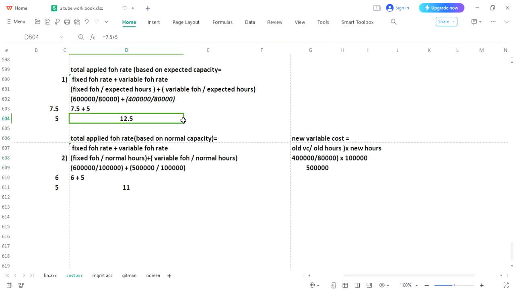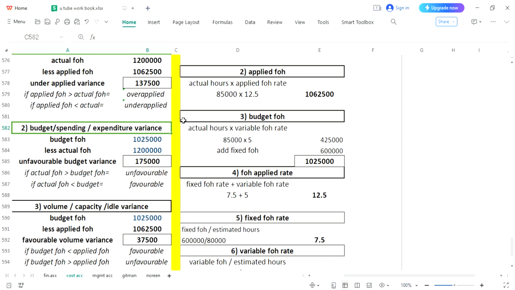And as usual, remaining everything was same. We have calculated actual, applied and budget FH, which all these three, budget, applied and actual FH, were used to calculate three variances: total, budget and volume variances.